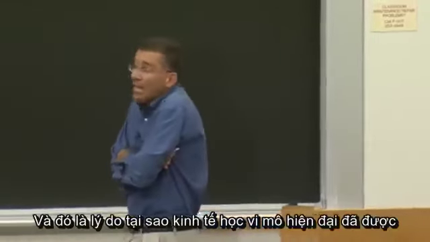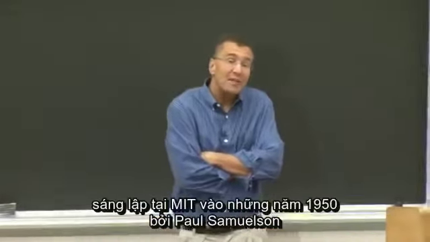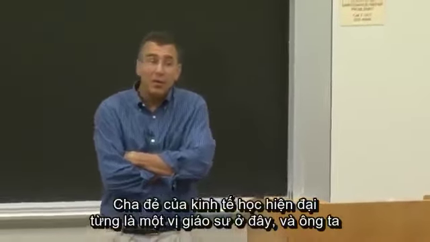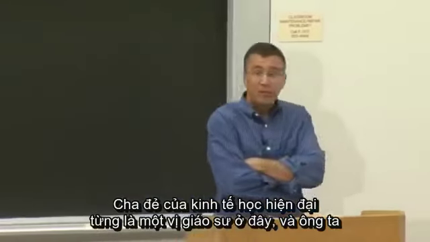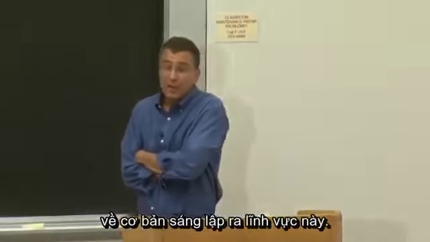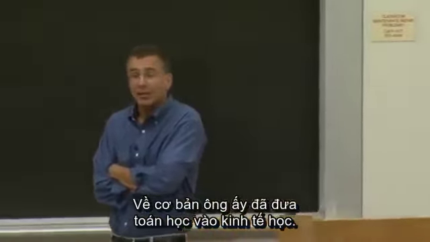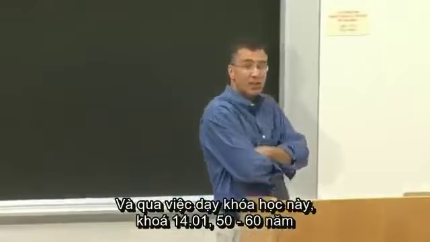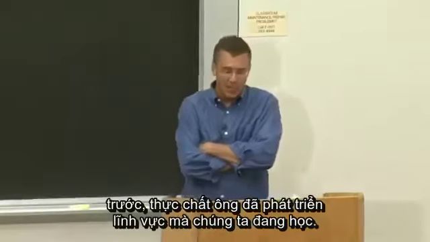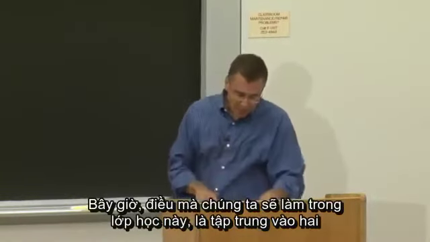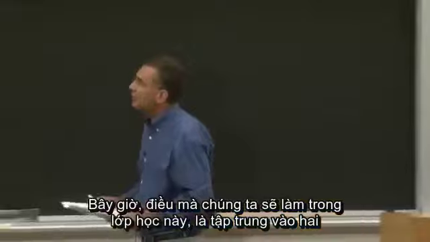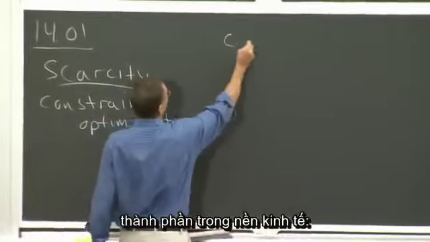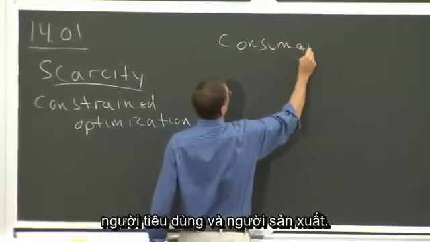And that's why modern microeconomics was founded at MIT in the 1950s by Paul Samuelson, the father of modern economics, who was a professor here and basically founded the field. He introduced mathematics to economics. And through teaching this course, 14.01, 50 or 60 years ago, he developed the field that we now study. Now, what we're going to do in this class is focus on two types of actors in the economy: consumers and producers.